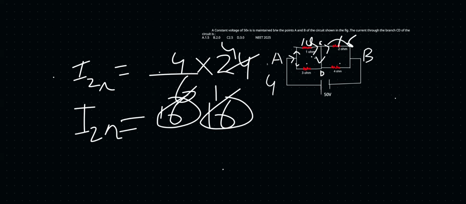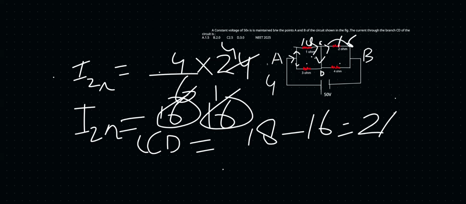It will be 18, that is the incoming current, minus the outgoing current. How much is the outgoing current? It is 16. So how much is the remaining? That's 2 ampere. So this 2 ampere is flowing through the CD branch. So we have option B. Yes, option B is the correct answer. So 2 ampere of current is flowing through the CD branch. Okay, I hope this is clear to you.